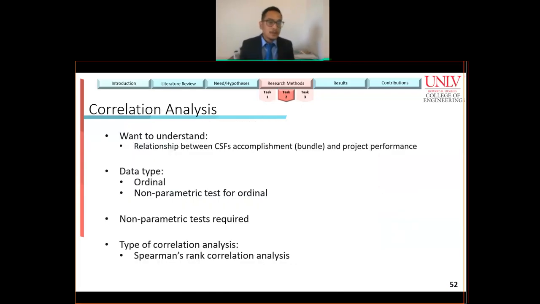The second task was the correlation analysis, in which I wanted to understand the relationship between the accomplishment of standardization CSFs in bundle and project performance. The data type was ordinal, which led me to conduct non-parametric tests, and therefore I selected a Spearman's rank correlation analysis to complete this task. Spearman's correlation analysis provides a Spearman's rho coefficient, which allows for the interpretation of the relationship between the variables. It gives the magnitude of the relationship and the strength between the variables.